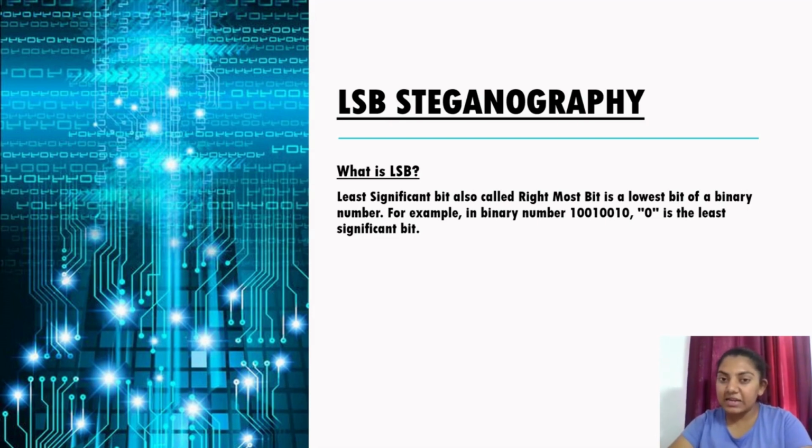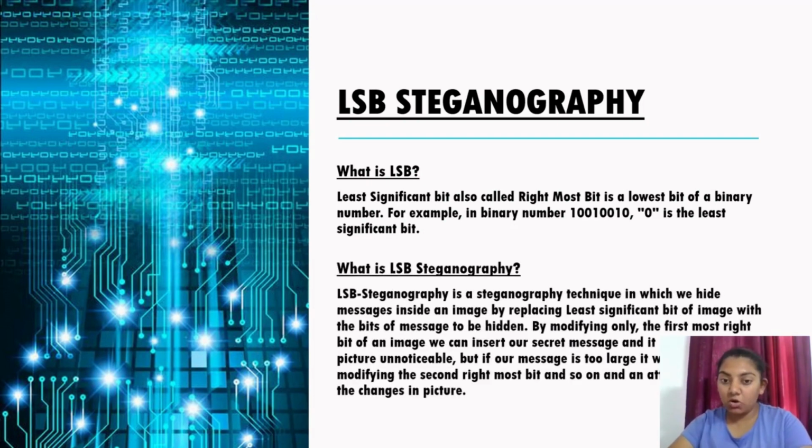So what exactly is LSB steganography after understanding LSB? Now, LSB steganography is a steganographic technique in which we hide messages inside an image by replacing the least significant bit of an image with the bits of the message to be hidden. By modifying only the first most right bit of an image, we can insert a secret message and there will be no change. But if our message is too long, then modifying the second most bit changes the picture. So this is the basic idea of LSB steganography.